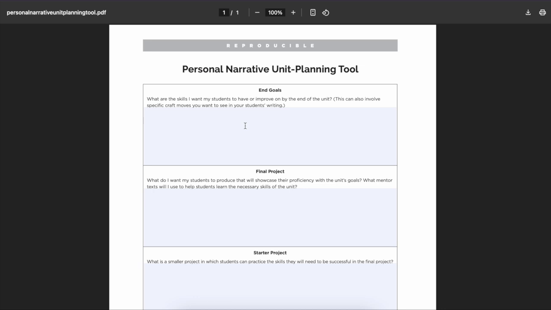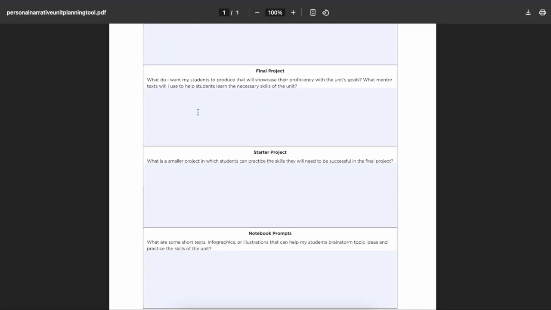What are the skills as a narrative writer that we want students to have or improve on by the end of the unit? And we're going to get to in the next video some craft moves and what that is, and we'll show a chart that they offer. Then we think about the final product. So what's the kind of thing they're producing to showcase those skills and their proficiency in those skills?